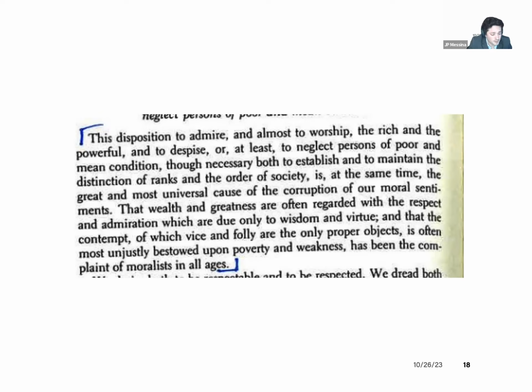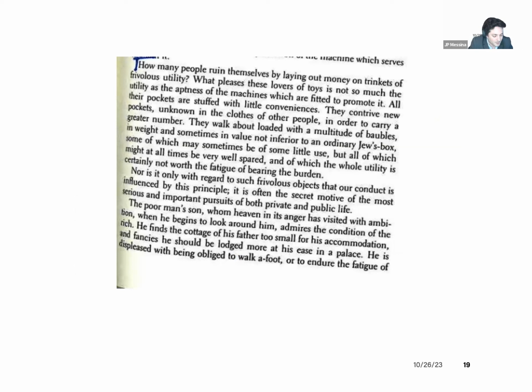Smith expresses here sympathy with moralists who complain about these tendencies to acquire wealth. He doesn't endorse them. What's more is that Smith laments when people ruin themselves by laying out money on trinkets of frivolous utility. This leads him into perhaps my favorite passage in the entire book, what scholars call the parable of the poor man's son. Normally, by the way, I would have students read out loud many of these passages, but for the sake of time, I'll spare you any such exercise here. The important thing to note is that Smith and Dickens seem to be, to a much more substantial degree, in agreement with one another on the character of the good life than you might have otherwise thought.